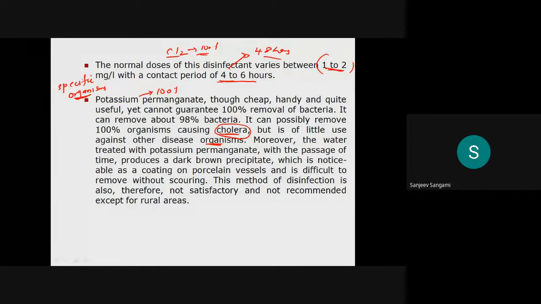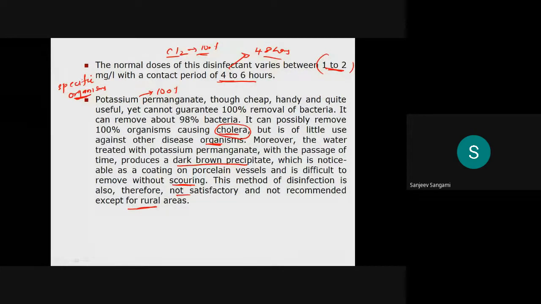Then when to recommend this? If cholera is more prevalent, if it is causing waterborne diseases, then you prefer this. But as discussed, with the other pathogens it is less effective. Moreover, the water treated with potassium permanganate, with the passage of time, produces a dark brown precipitate, which is noticeable as a coating on porcelain vessels, and it is difficult to remove without scouring. This method of disinfection is therefore not satisfactory and not recommended except for rural areas.